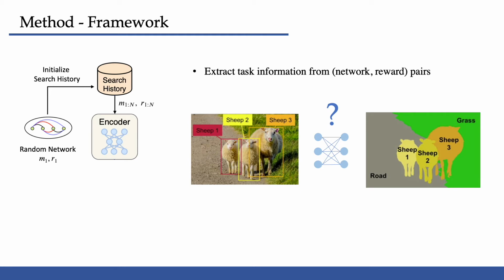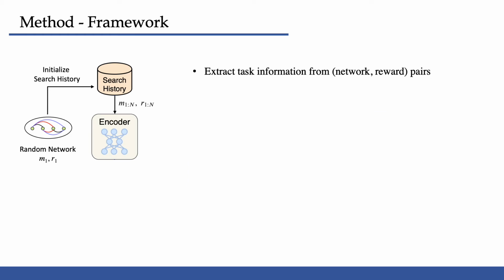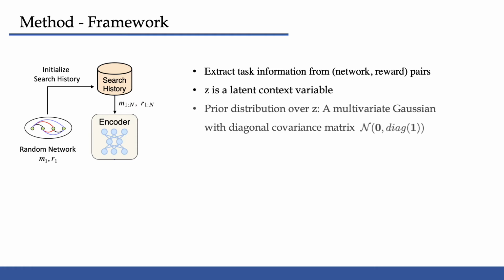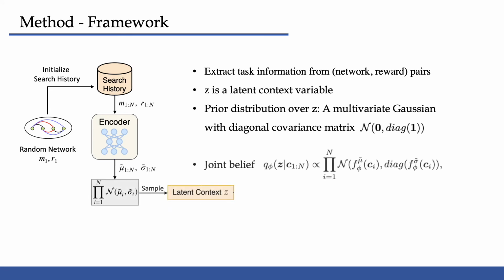It provides flexibility to include tasks from different domains, and people can tweak how they want to define the reward as well. For example, the reward can be a function of a network's accuracy and inference time if the network's speed becomes critical. We denote the inferred task property, or the latent context variable, as Z. We model the distribution over Z as a multivariate Gaussian distribution with diagonal covariance matrix.